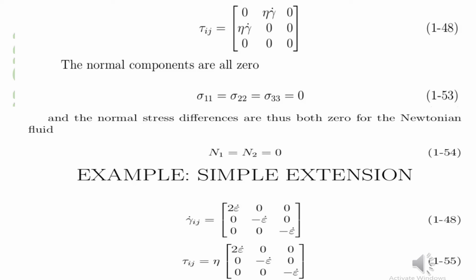Now for the simple extension, we write gamma ij dot is equal to the matrix epsilon dot, 0, 0; 0, minus epsilon dot, 0; 0, 0, minus epsilon dot, that is equation number 48, and for tau ij, that is eta times the matrix epsilon dot, 0, 0; 0, minus epsilon dot, 0; 0, 0, minus epsilon dot, that is equation number 55.